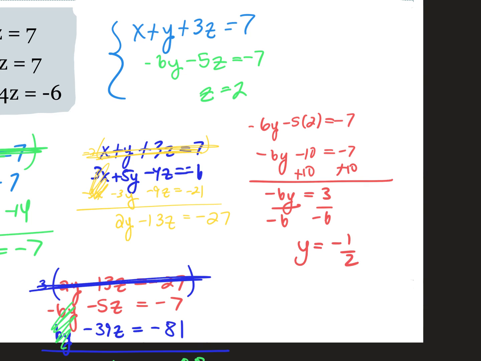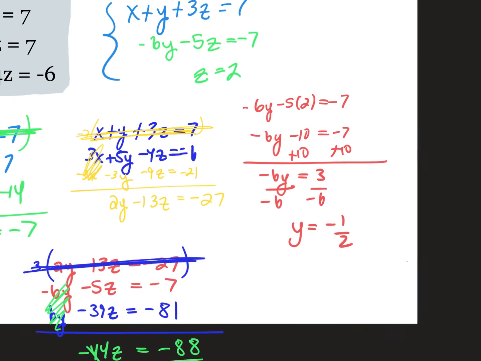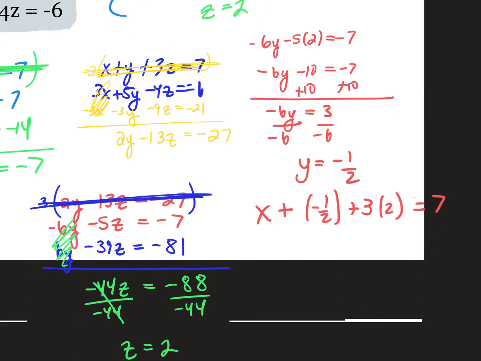-1/2. Please don't put 2. All right, I got a fractional answer. No big deal. So now I take -1/2 and I take 2 and I plug it into the top. So I have x plus y is -1/2 plus 3 times 2, right, equals 7. You guys with me?